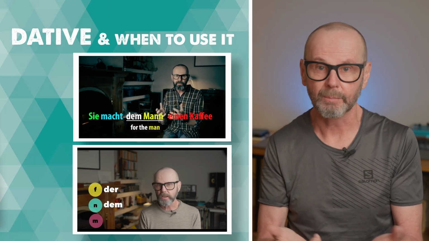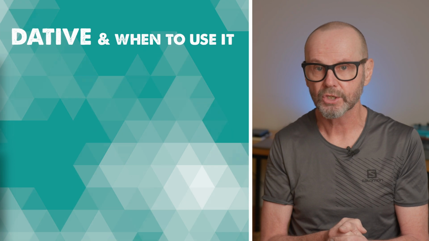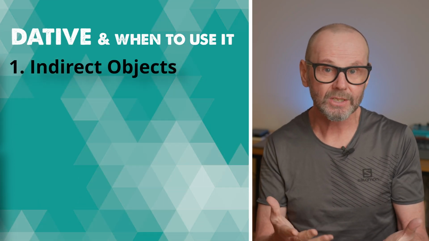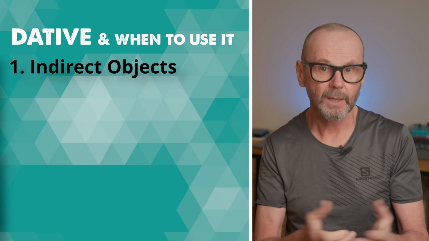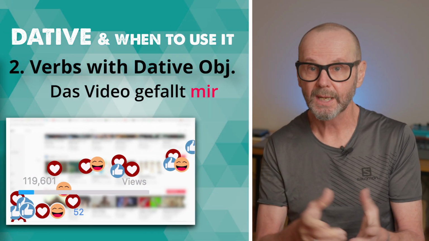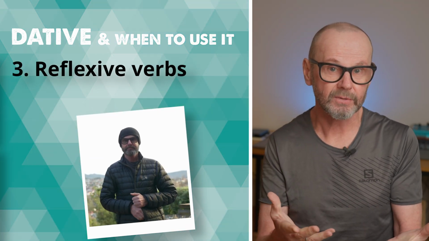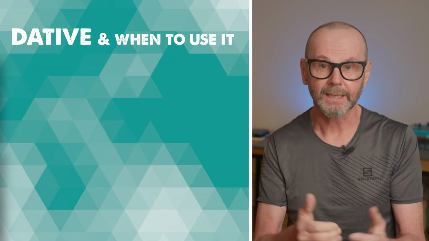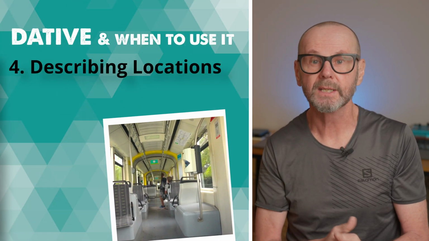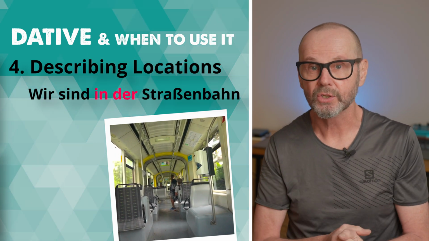But if you can't be bothered checking them out, well, fair enough. Let's have a quick refresher. We use it, of course, for indirect objects, like ich mache euch ein Video. A small group of special verbs, das Video gefällt mir. Some reflexive verbs that have a definite object, ich zieh mir eine Jacke an, for describing locations. And of course these locations can be locations in time as well as locations in space.